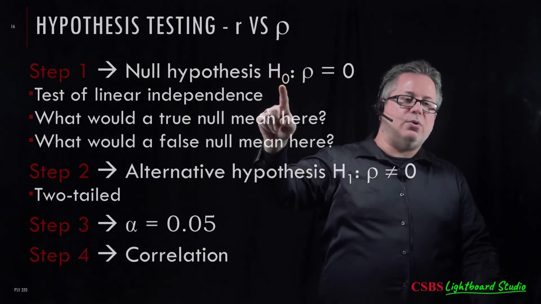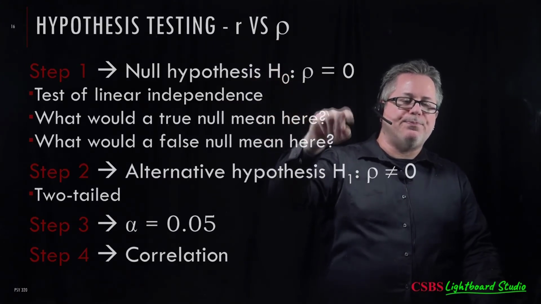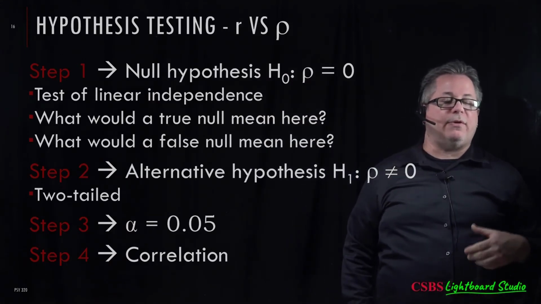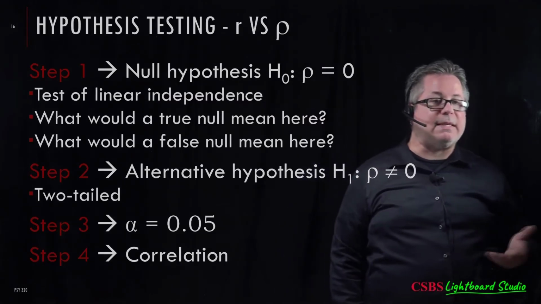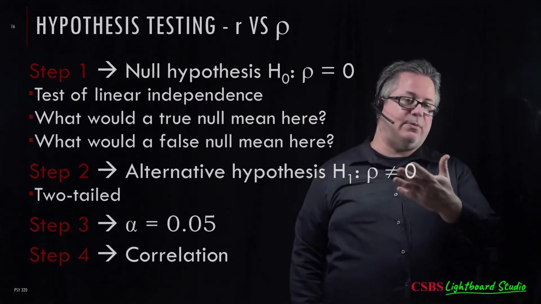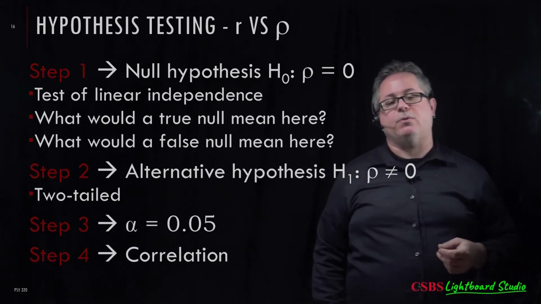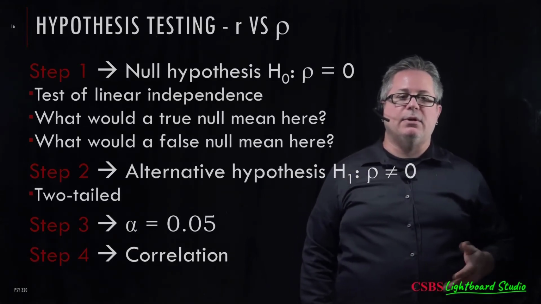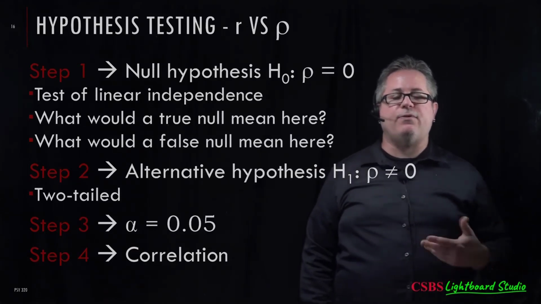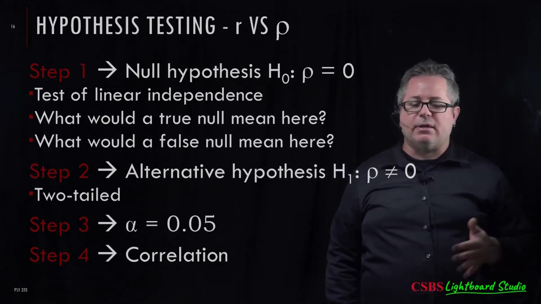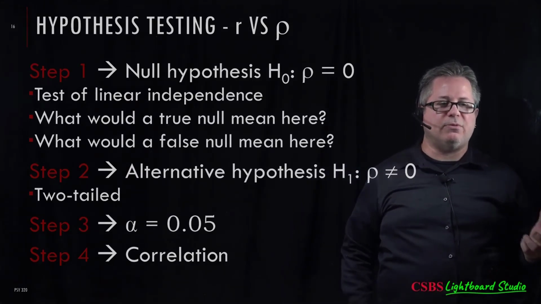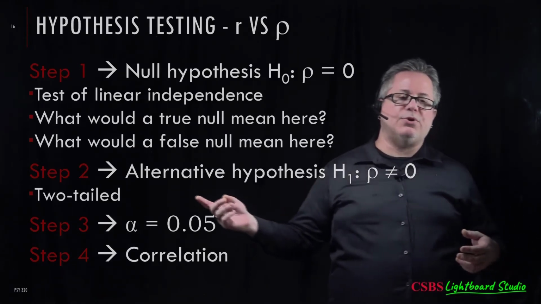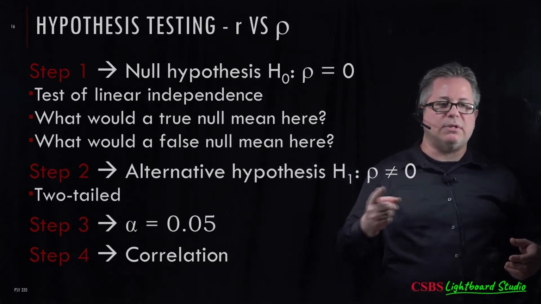Our null is going to be that rho equals 0. This is what's called the test of linear independence. If my correlation is 0, it means the variables are not related. If the null is true and we get a correlation of 0, there's no relationship between the variables, so they are independent. A false null, if we actually reject it, means that there is some kind of relationship, but it doesn't necessarily say which direction. All we care about is, are they related? So the alternative hypothesis is that rho is not equal to 0.